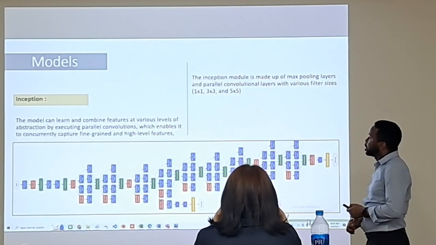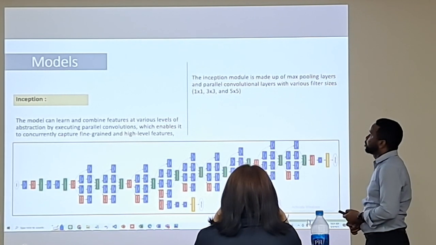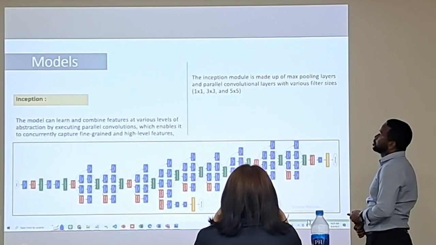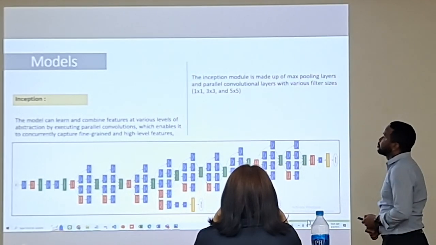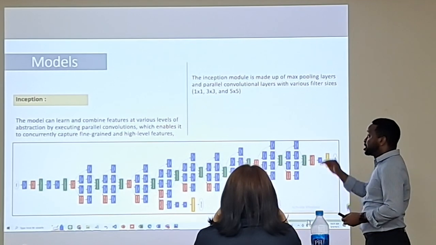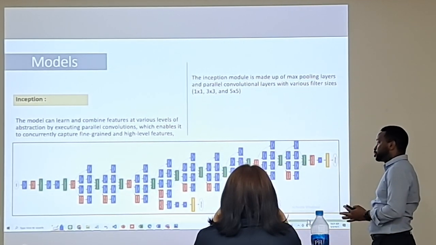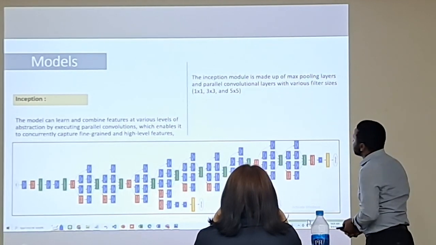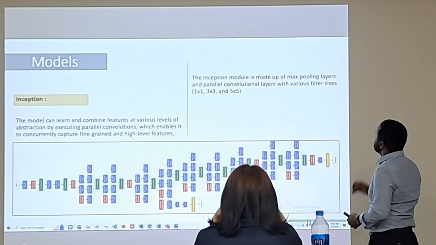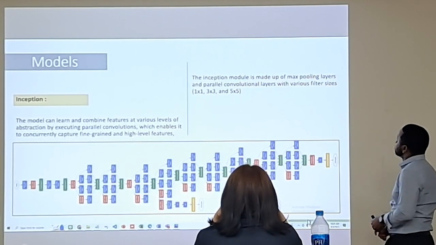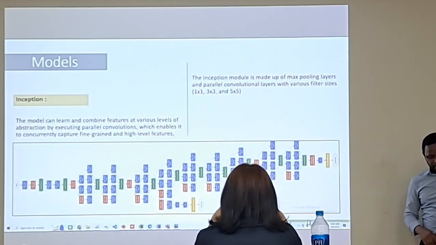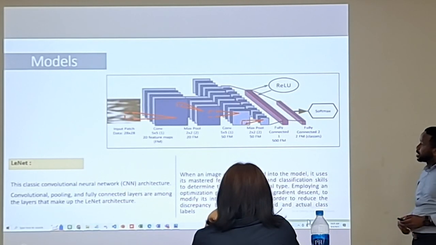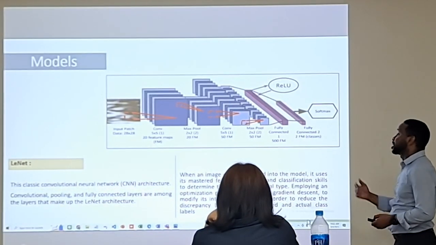And Inception, the model can learn and combine features at various levels of abstraction, executing parallel convolutions, which enable it to concurrently capture fine-grained and high-level features. This is a very good model because it captures both, and the Inception model is made of maximum pooling layers and parallel convolution layers, which vary filter size by 1 by 1, 3 by 3, and 5 by 5. And another model is LeNet, this is the classic one.